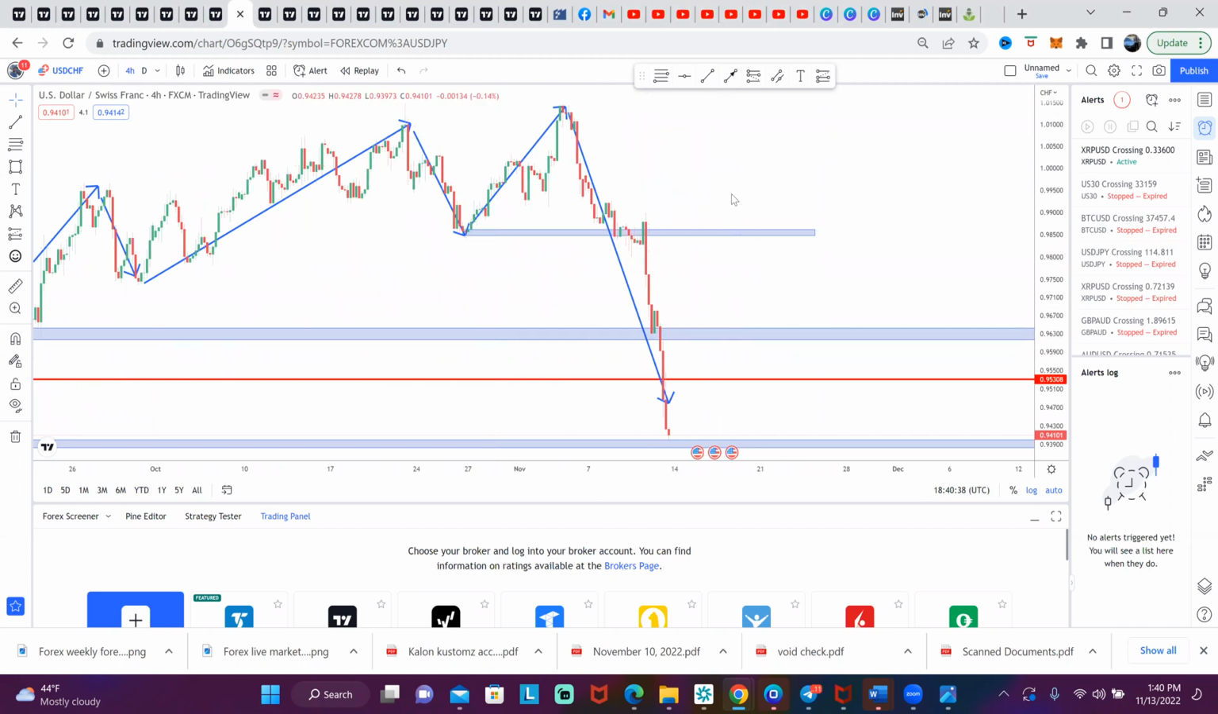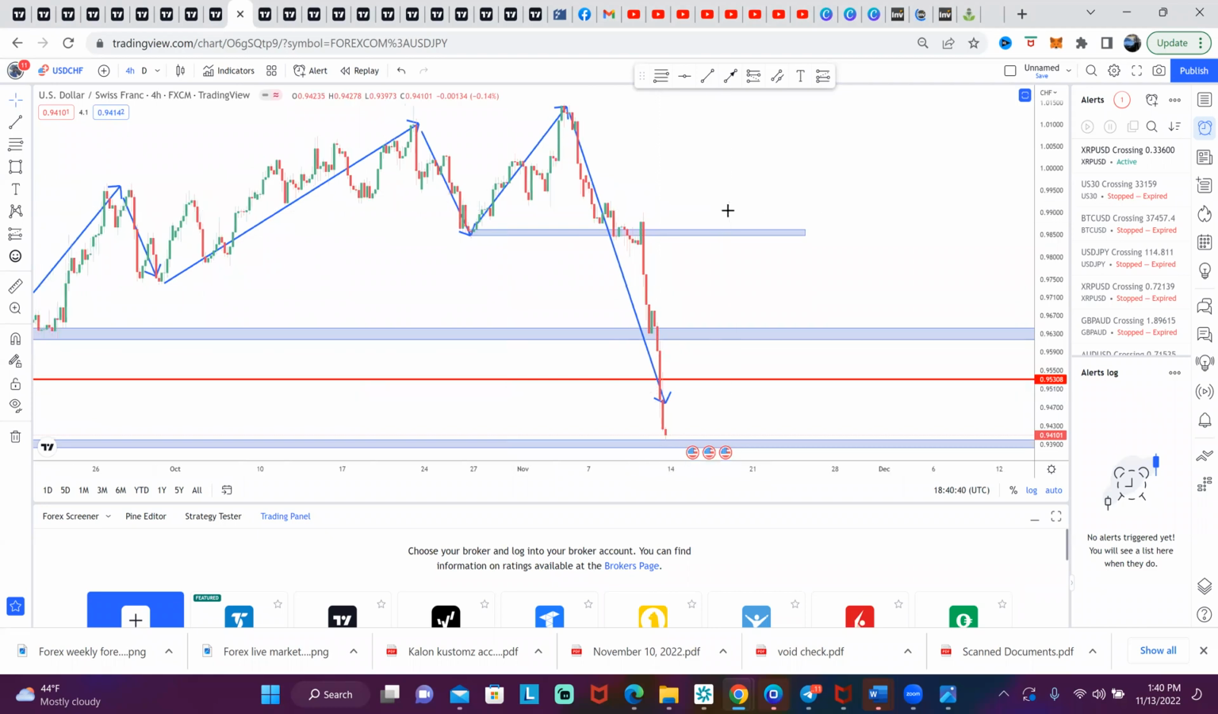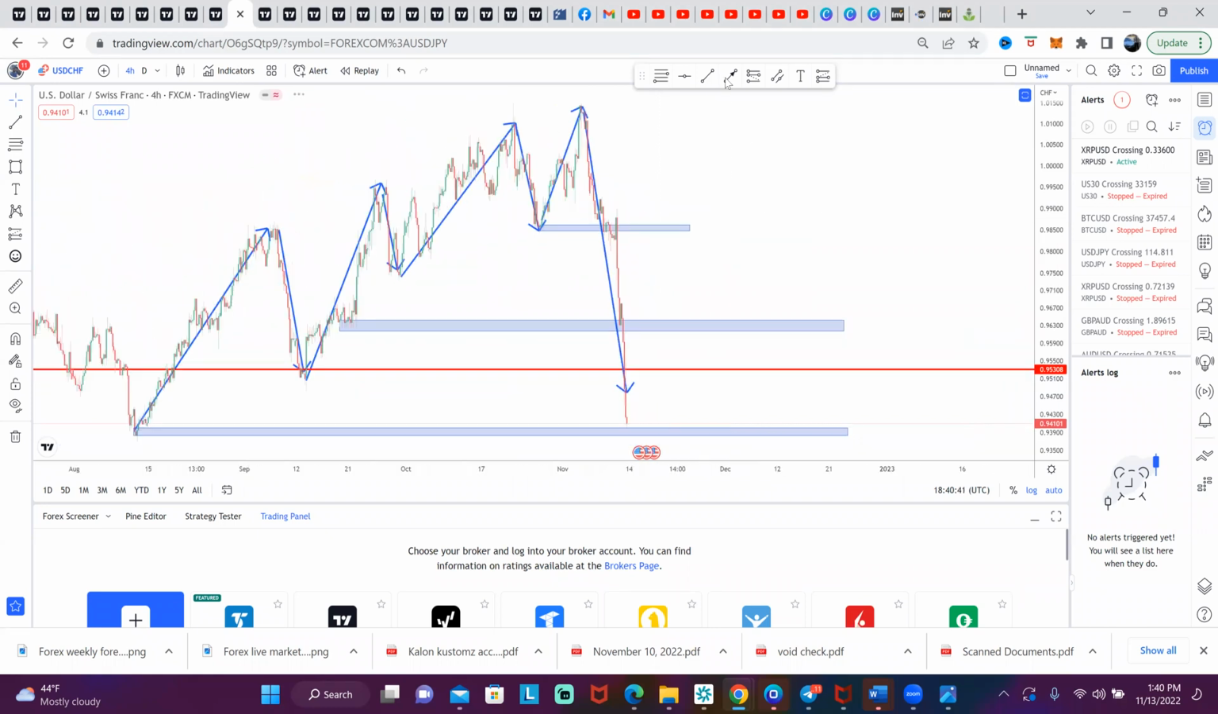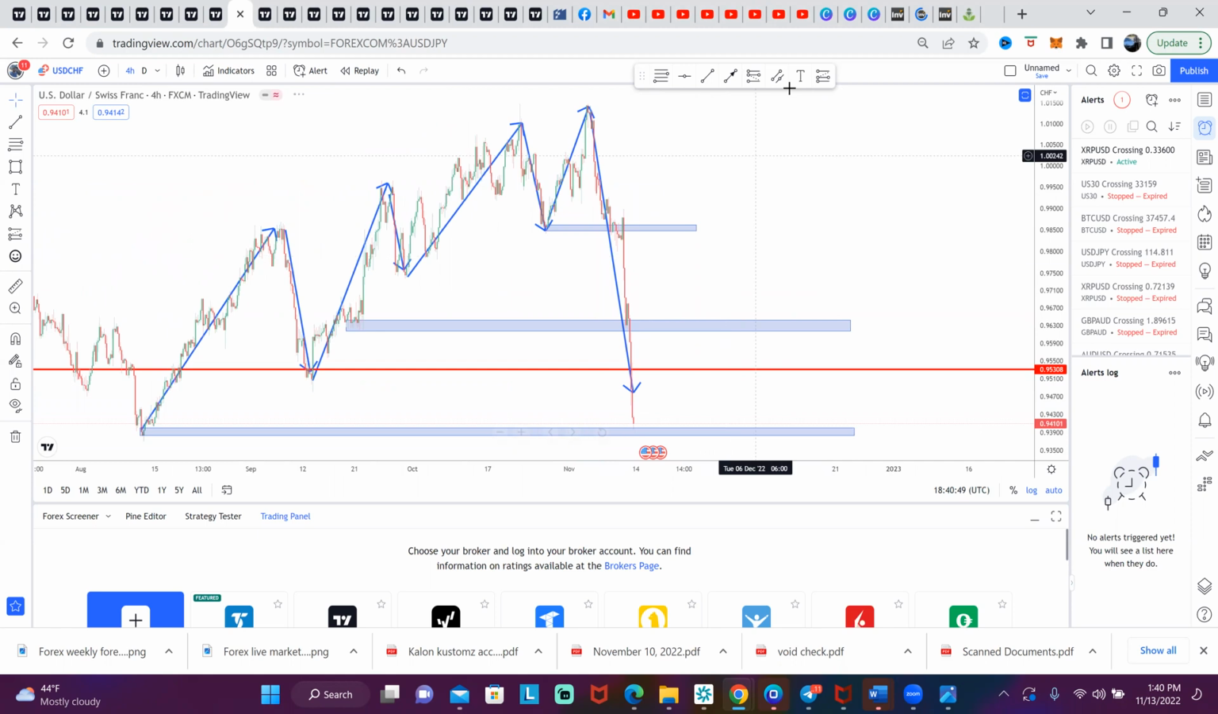we could literally come back up for a minor retrace. We come down, test this area, come back up for a minor retrace, and then shoot back down. Or we could continue to break down through here, use this as a minor resistance to retest, and then shoot back down.